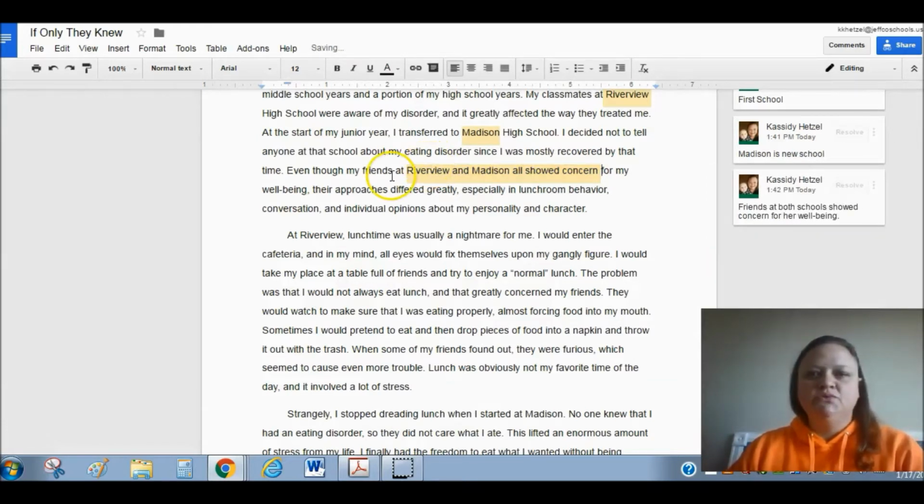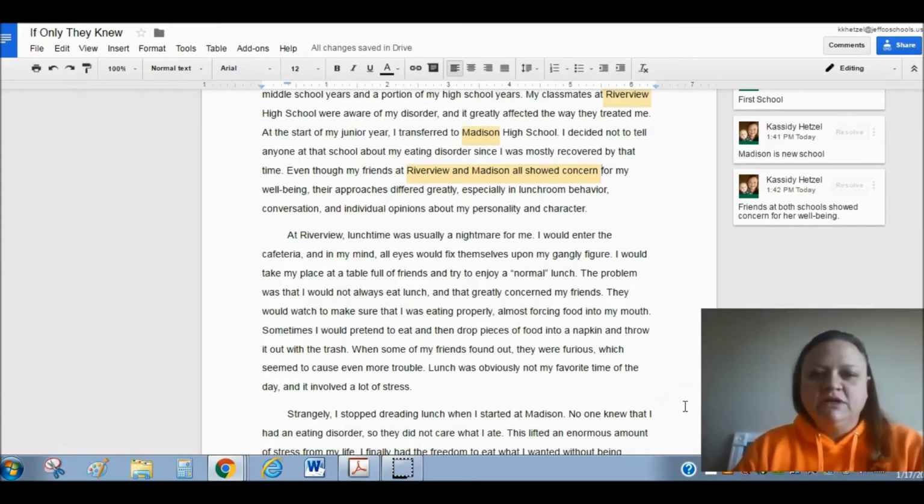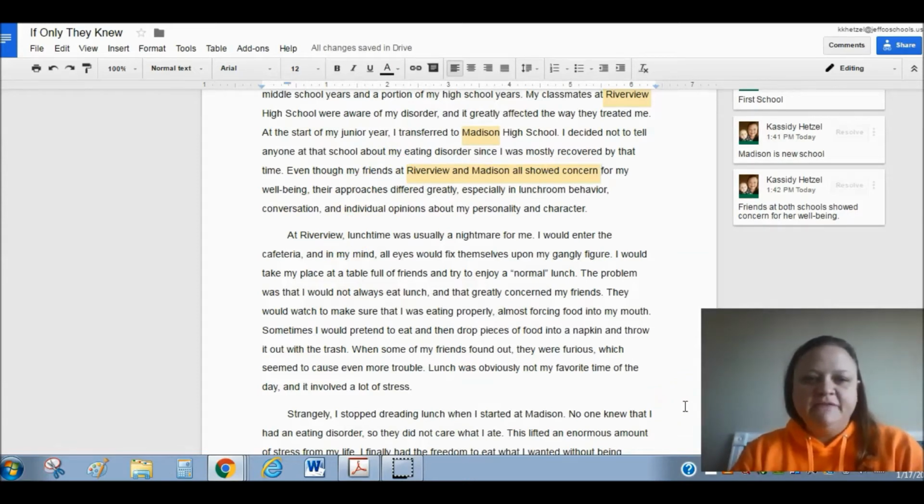Now, as we continue on to read, at Riverview, lunchtime was usually a nightmare for me. I would enter the cafeteria, and in my mind, all eyes would fix themselves upon my gangly figure. I would take my place at a table full of friends and try to enjoy a normal lunch. The problem was that I was not always eating lunch, and that greatly concerned my friends. They would watch to make sure I was eating properly, almost forcing food into my mouth. Sometimes I would pretend to eat and drop pieces of food into a napkin and throw it out with the trash. When some of my friends found out, they were furious, which seemed to cause even more trouble. Lunch was obviously not my favorite time of day, and it involved a lot of stress.